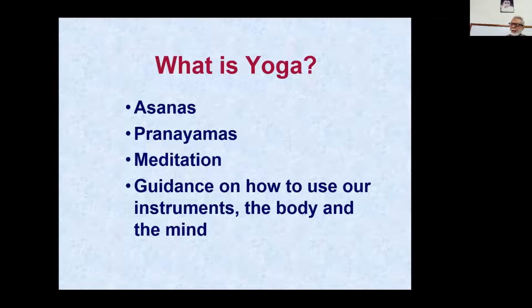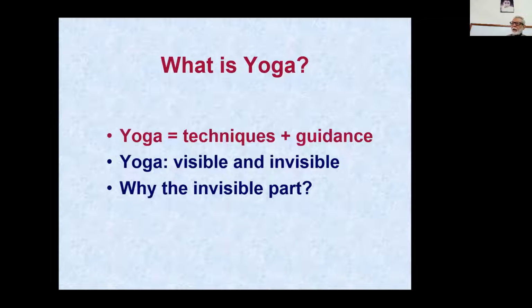So we can add to the techniques guidance on how to use our instruments, the body and the mind. And that is to some extent what completes what yoga is. One can almost put it mathematically that yoga is a combination of techniques plus the guidance that it provides on how to use the body and the mind. So in other words, yoga has a visible part and an invisible part. The visible part are the techniques, and the invisible part is what tells us how to use the body and the mind. While the visible part may take an hour or two in a day, all the remaining 22 hours or 23 hours are available to us for using the guidance that yoga provides.